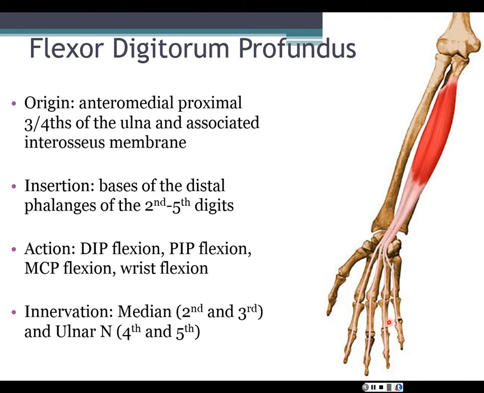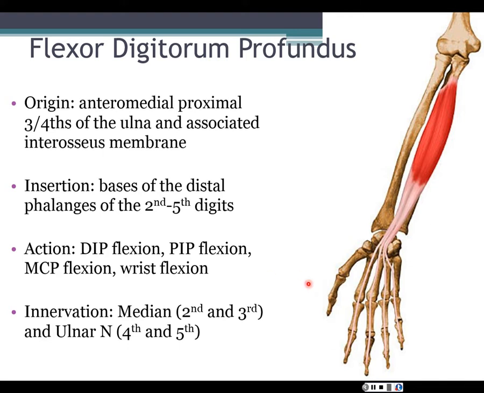So when we look at the actions, the profundus will do flexion of the wrist, it will do flexion of the metacarpophalangeal joint, it will do flexion of the proximal interphalangeal joint, and it will do flexion of the distal interphalangeal joint. So this is the only muscle that is going to do flexion of that distal interphalangeal joint. So the profundus and the superficialis have to work together in order for us to have full finger motion.